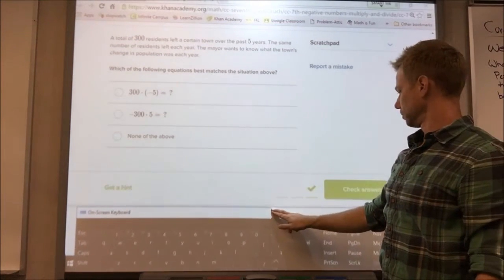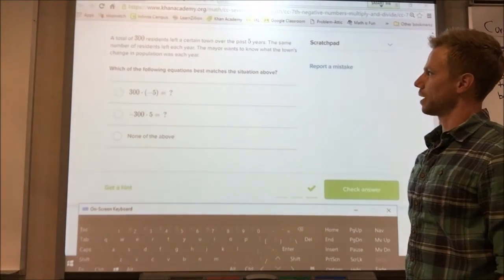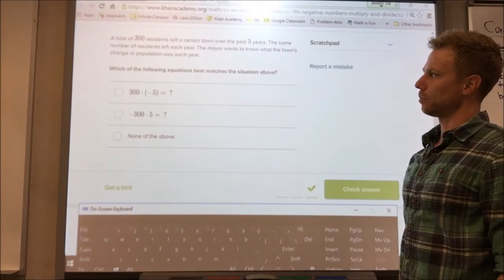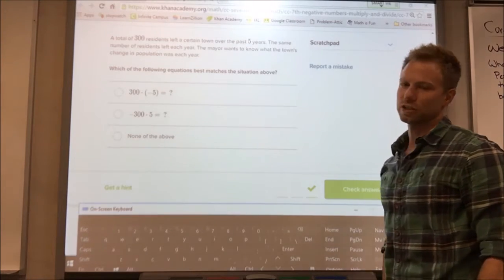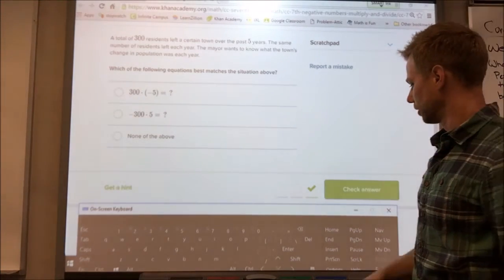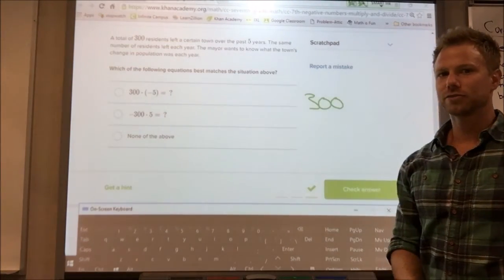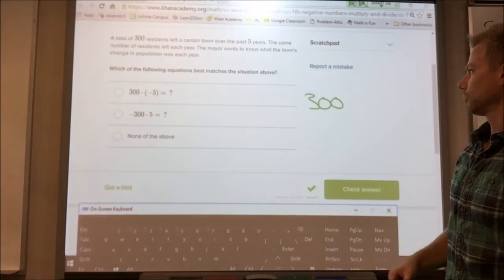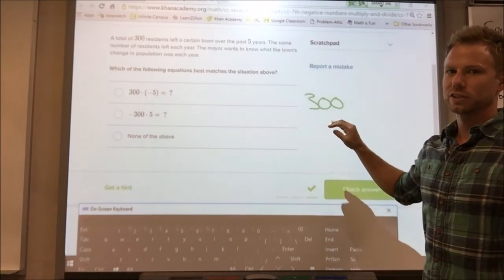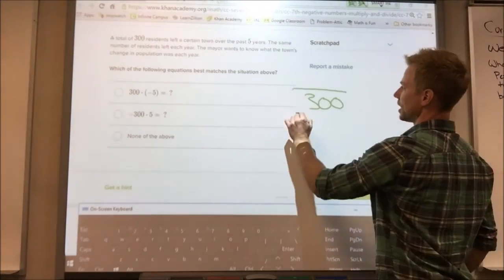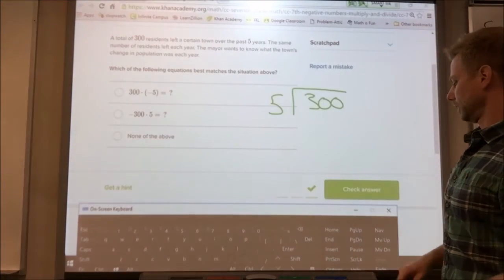Okay, some story problems, a little bit. It says a total of 300 residents left a certain town over the past 5 years. The same number of residents left each year. The mayor wants to know what the town's change in population was each year. Okay, so we have 300 people that left over 5 years. Okay, this is the total that left. We want to know how many left each year. So we would have to divide that by 5 to figure out how many people left each year.